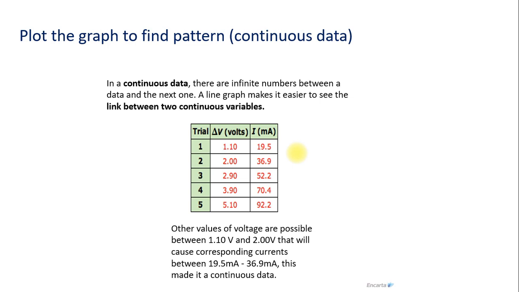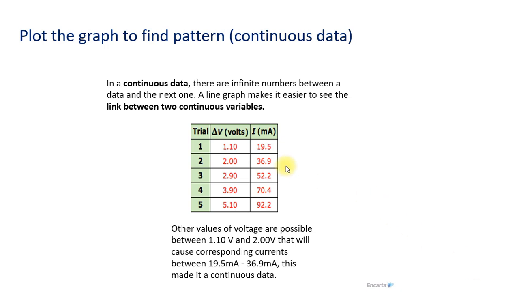Continuous data. In continuous data, there are infinite numbers between a data point and the next one. A line graph is actually used to see this link. So it implies that for continuous data, we need to use a line graph.